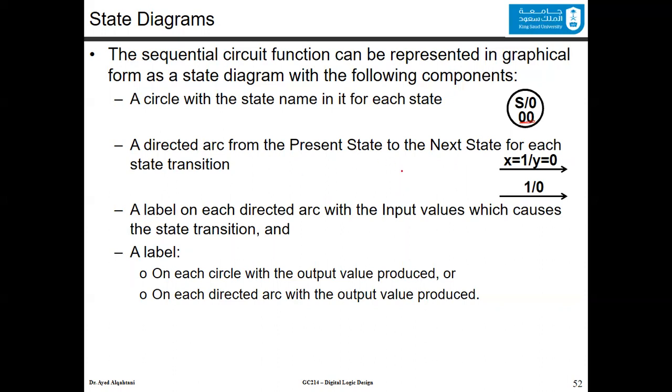And then you will have labels. You will have a label on each directed arc with the input values, where here x is equal to 1. This is the input, and this arrow says that the output is equal to 0. Also, you have a label on each circle with the output value that is produced. So in every state, if you have /0, this means that whenever you are in this state, the output is 0. While a directed arrow labeled this way means that whenever you are going from this present state to this next state, the output is going to be 0. There is a short form for it this way, 1/0, meaning that this is the input and this is the output.